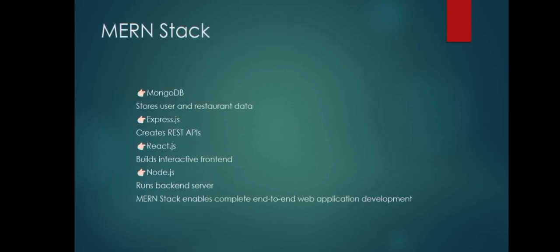MERN stack. This project is built using the MERN stack. React is used to create the interactive frontend where users interact with the application. Node.js provides the runtime environment for the backend server, while Express.js is used to build REST APIs that handle requests and responses. MongoDB is a database used to store user information, restaurant details, menu items, and other application data. Together, these four technologies make it possible to build a complete full-stack web application.